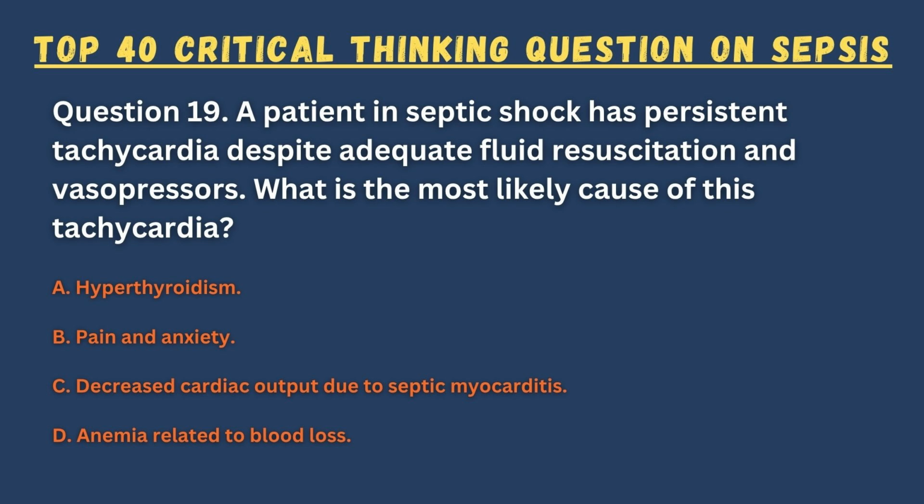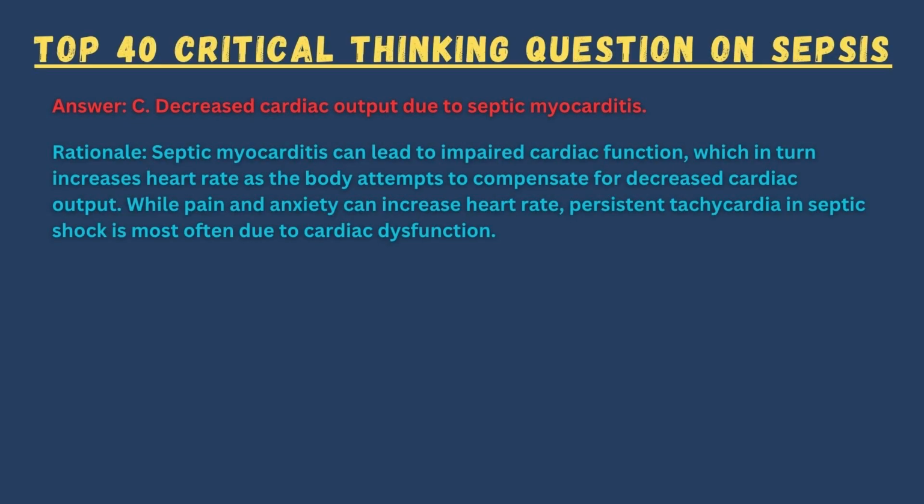A. Hyperthyroidism. B. Pain and anxiety. C. Decreased cardiac output due to septic myocarditis. D. Anemia related to blood loss. Answer: C. Decreased cardiac output due to septic myocarditis. Rationale: Septic myocarditis can lead to impaired cardiac function, which in turn increases heart rate as the body attempts to compensate for decreased cardiac output. While pain and anxiety can increase heart rate, persistent tachycardia in septic shock is most often due to cardiac dysfunction.